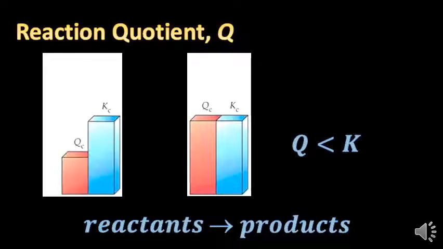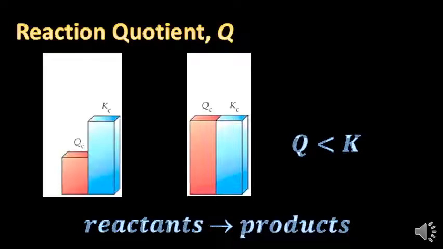Q is less than K. Am I correct in this statement? Yes. So which direction are we going to shift? Towards reactants or towards products? Reactants. Why would I shift towards reactants? Because products need to be consumed to equal the reactants out, right?